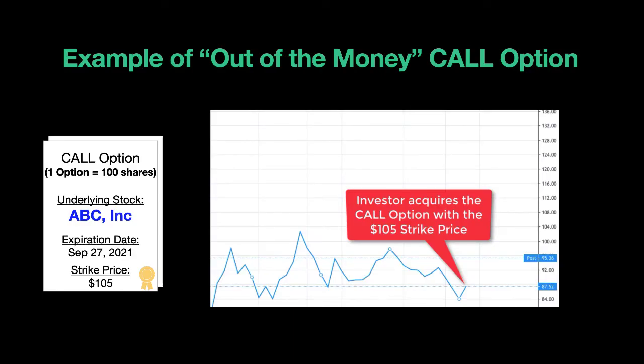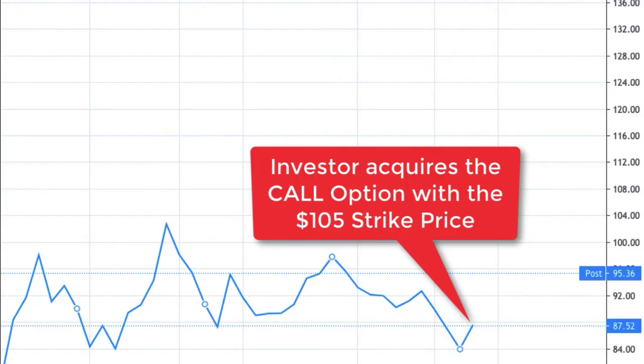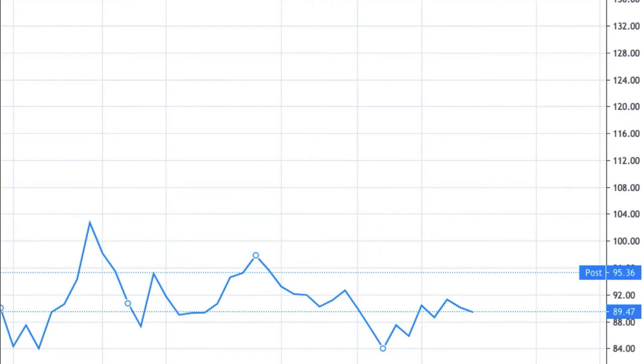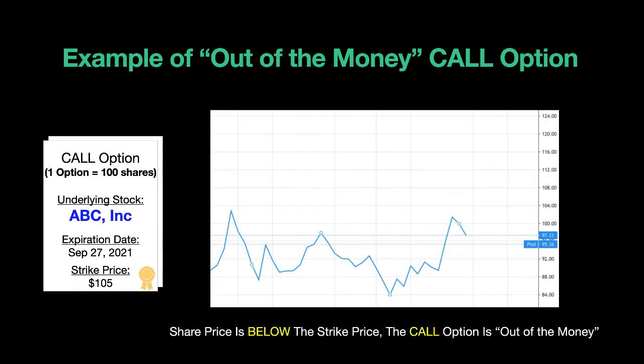So now let's take a look at an example of an out of the money call option. We can see by the chart the investor actually has control of the call option with the $105 strike price. The current price of this stock, however, is $87.52, but the investor acquired the call option because they believe that the share price will eventually exceed the strike price. Let's see what happens. The investor acquires the call option with the $105 strike price at this point here. And now as we watch the stock price, we see that it never actually gets to the $105 per share level, which means this option is considered out of the money. And so the share price ends at $95.36, which is below the strike price. And so this call option is out of the money.